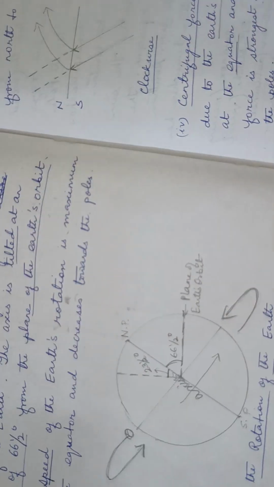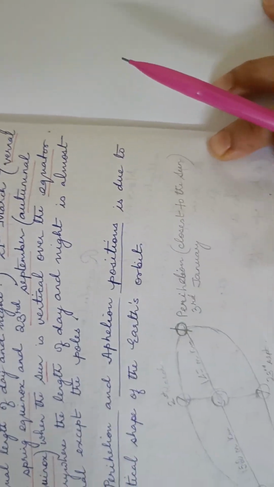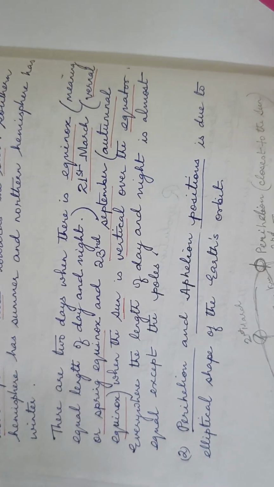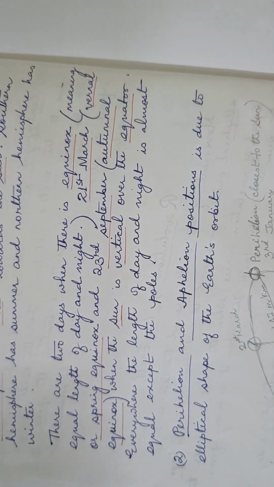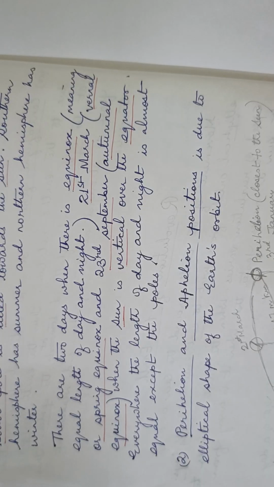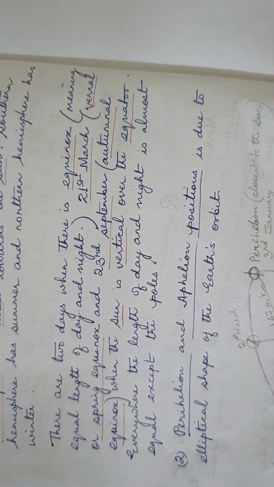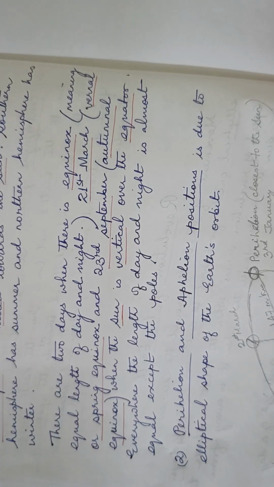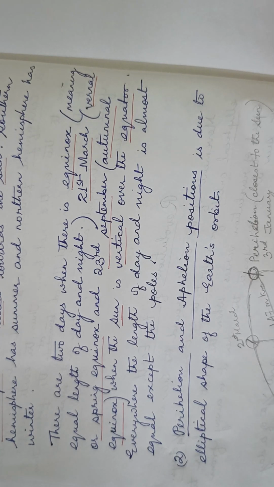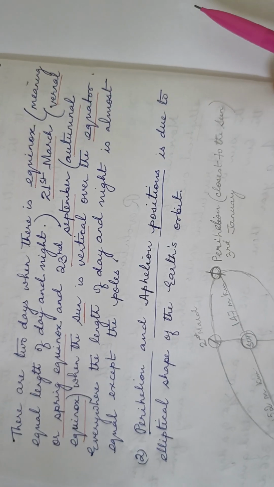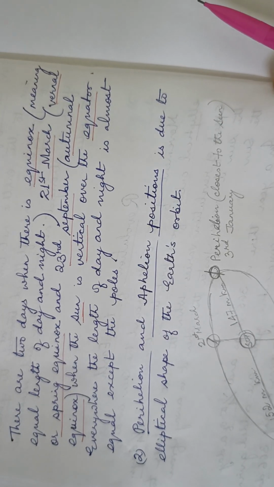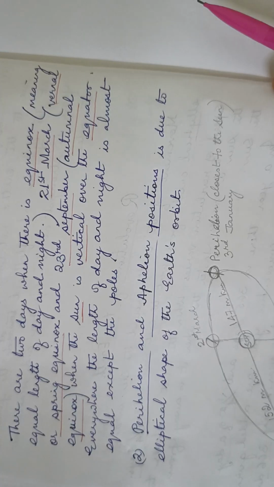Okay. Now apart from the solstice, we have 2 more days, and they are known as equinox. Equinox means equal length of day and night. One is 21st March, which is known as vernal or spring equinox, and another is 23rd September, which is known as autumnal equinox. Where is the sun? Sun is vertical over the equator. Now everywhere the length of day and night is almost equal except the poles.